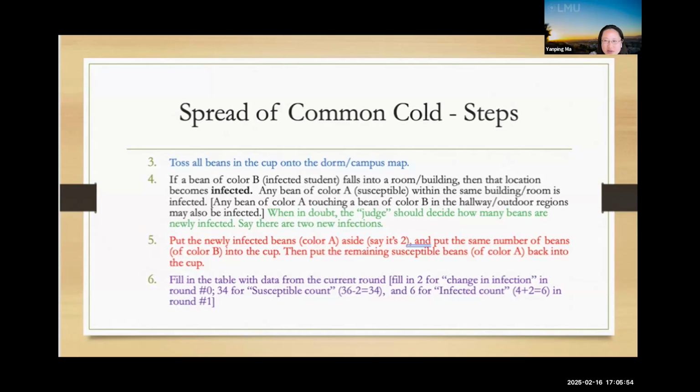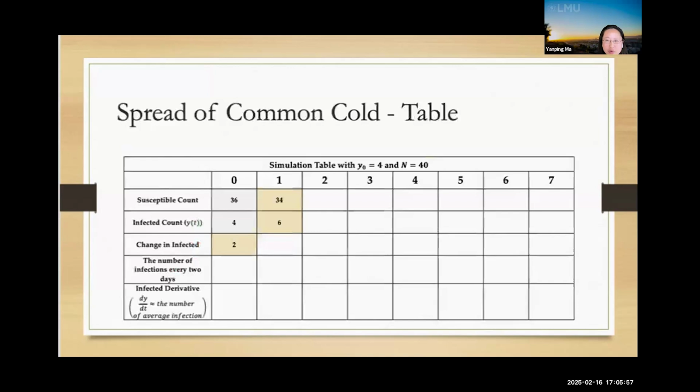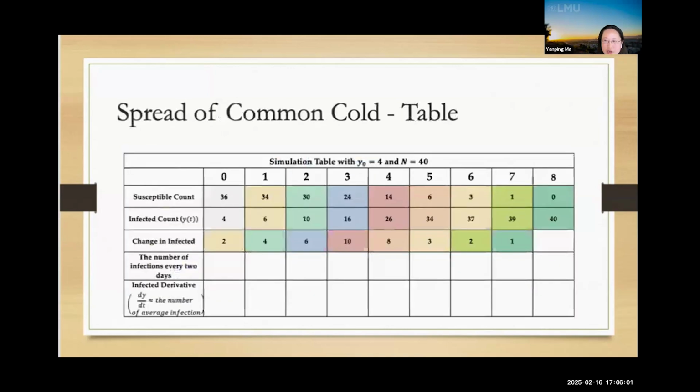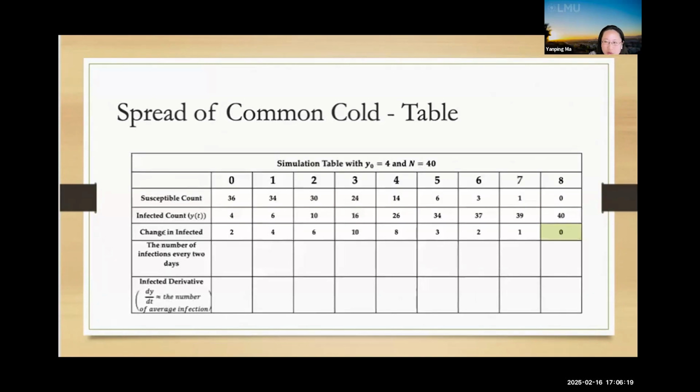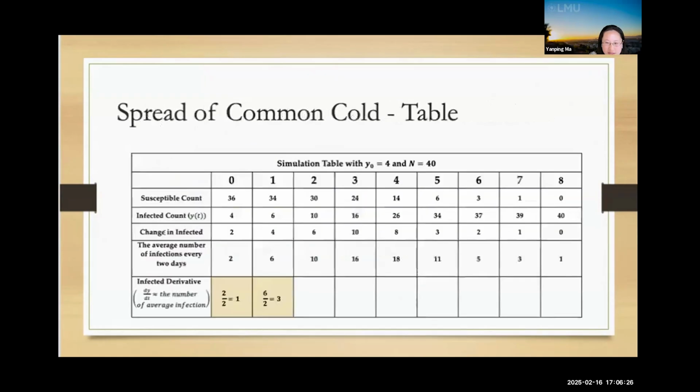So it gets all students engaged, and they keep recording the data and fill out this whole table, where we keep track of the number of susceptible and infected students. They keep updating the table until all students are infected. I have talked about this before, so I'm not going to dive into the details.